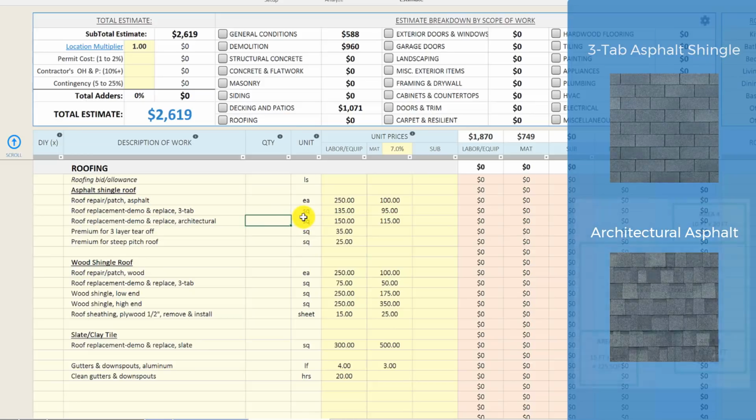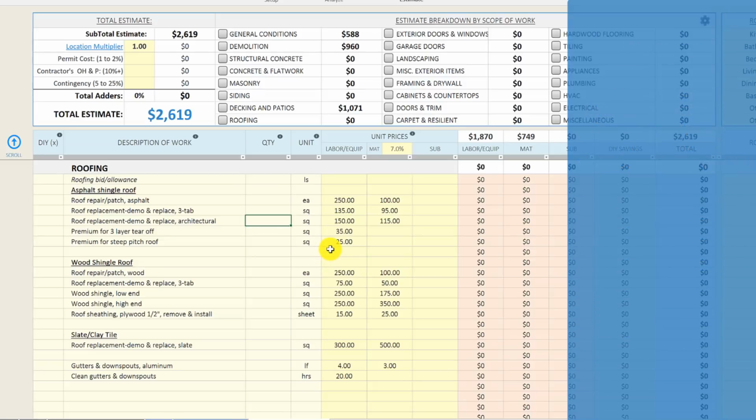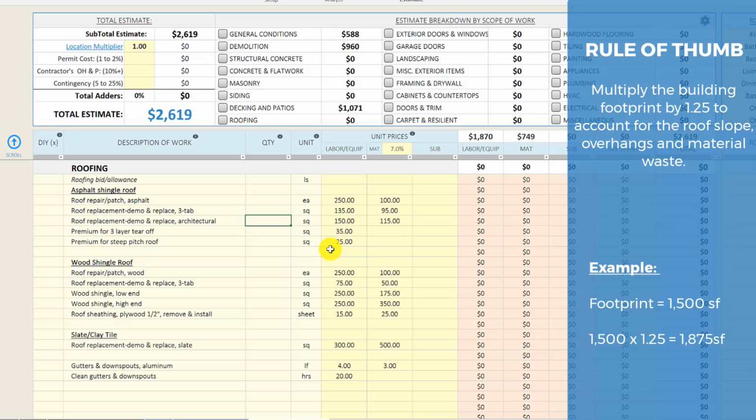So the way that you measure a roof is generally you'll want to figure out what the footprint of the property is. So the footprint meaning the area of the actual house. So you'll go around the perimeter of the house, you'll calculate what the overall area of the footprint of the building is, and then you will use that to calculate the size of the roof. So generally you'll want to multiply it by 1.25 is generally a good rule of thumb.